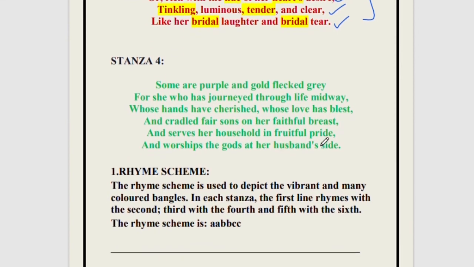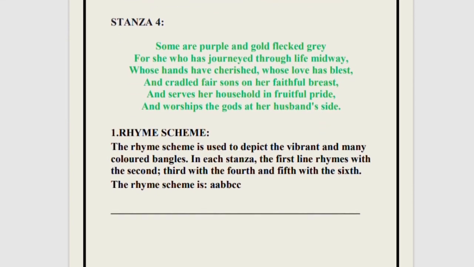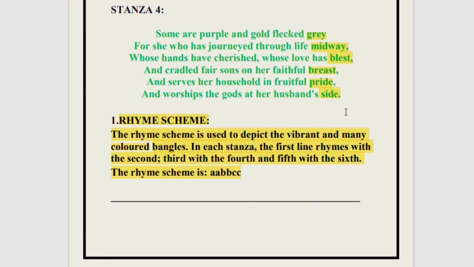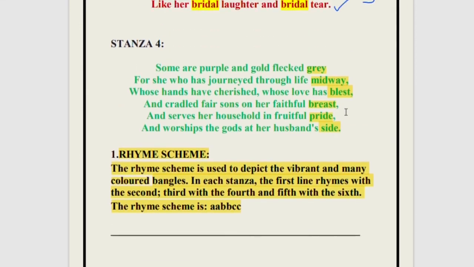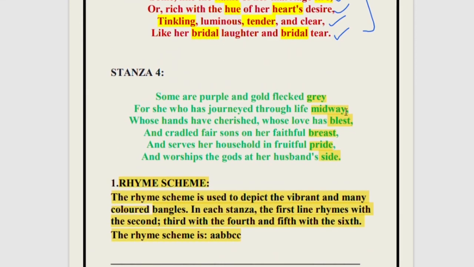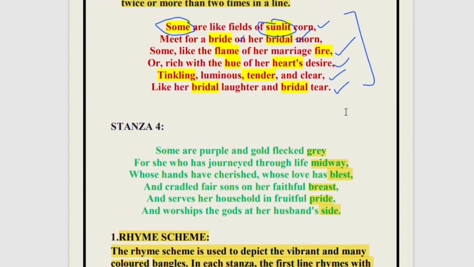Now we will move to stanza number four. In stanza number four, rhyme scheme is common, as we have seen in the earlier three stanzas. Gray and midway rhyme, so AA, blessed and breast rhyme, which is BB, and pride and side rhyme, which is CC. So this also has a rhyme scheme, and these are all the figures of speech that we had to discuss today. It is all done.